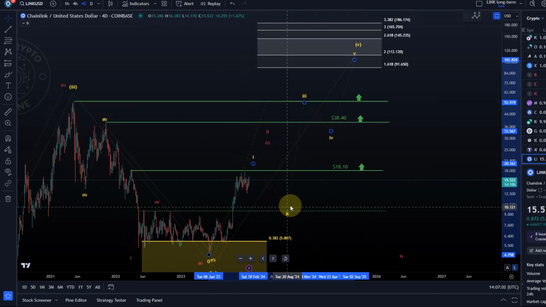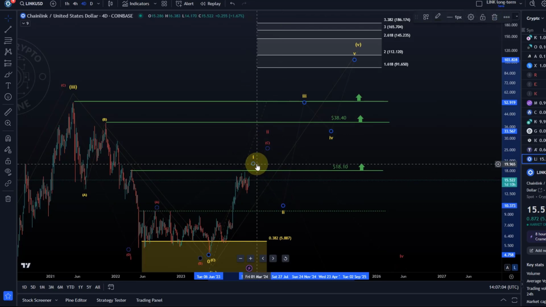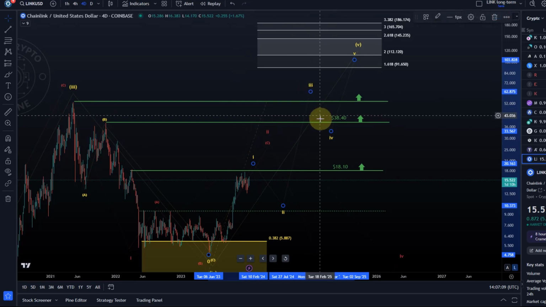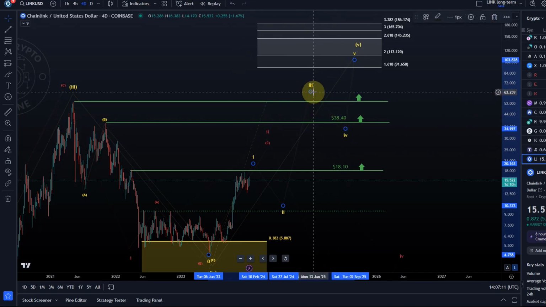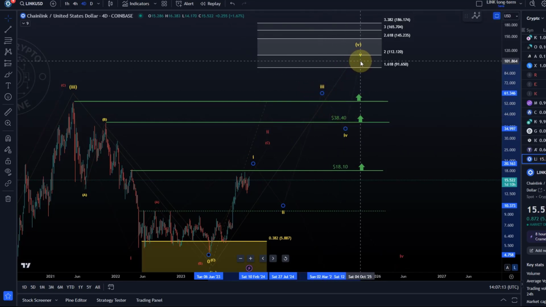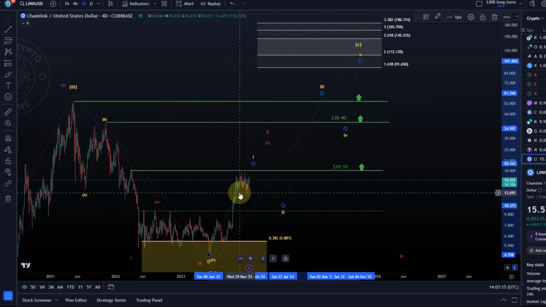Then a wave 2 pullback will need to hold a higher low after wave 1 is complete, and then we should be able to trend higher over the coming months if we get 5 waves up in this wave 1, which we should do as long as it's respecting the parameters on the smaller time frames, which it's doing at the moment.